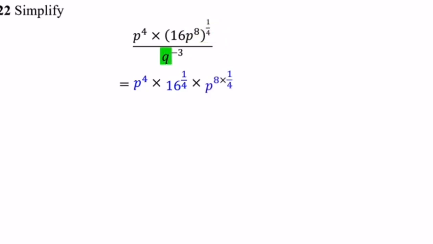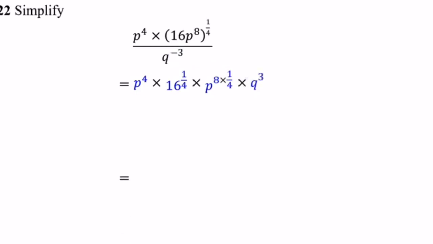Now, for indices with the same base, you have to simplify. The q to the power of negative 3, when you bring it up, becomes positive 3, right? Remember, there's a law: a to the power of negative n equals 1 over a power n. So when you bring it down, it will be negative. Same thing, when you bring it up, it will be positive. You can always apply the formula in two directions.